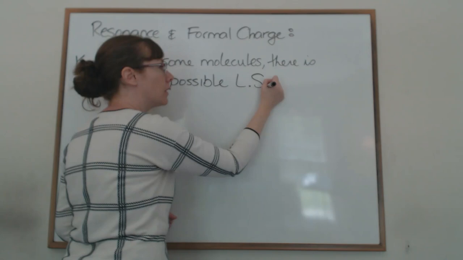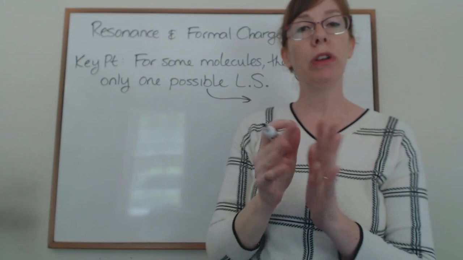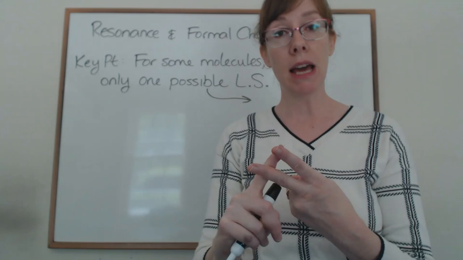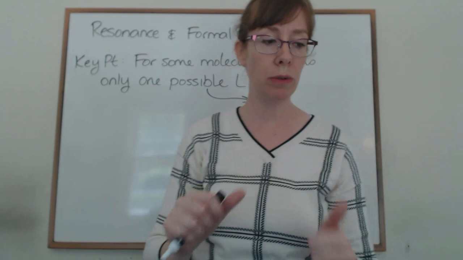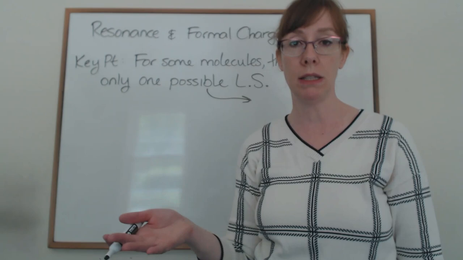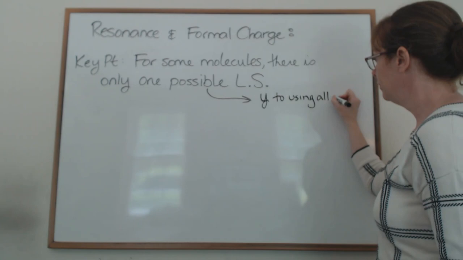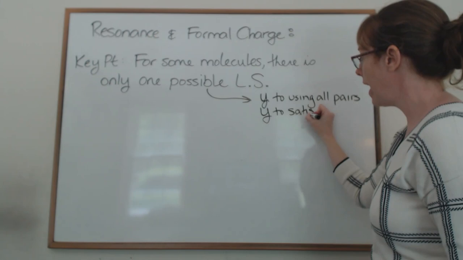Now, what do we mean by possible? Remember when I said how to know you're done with your Lewis structure, you had to ask two questions. The first question was, did you use all your pairs? The second question is, is every atom satisfied? That's what makes your Lewis structure a good or correct Lewis structure. And sometimes you'll get a molecule where there's just one possible answer. Let me write this first. Possible meaning you could say yes to using all your pairs, and yes to satisfying all atoms.